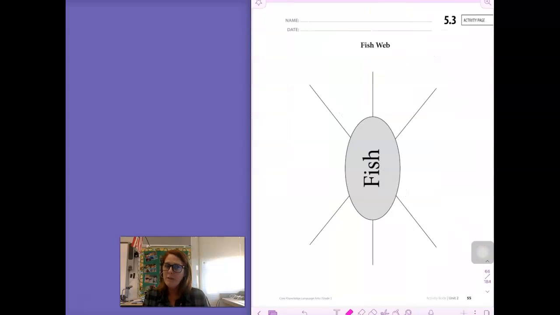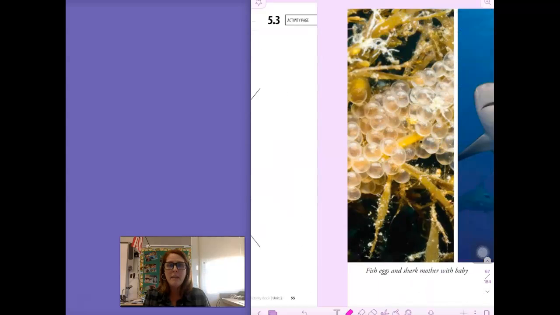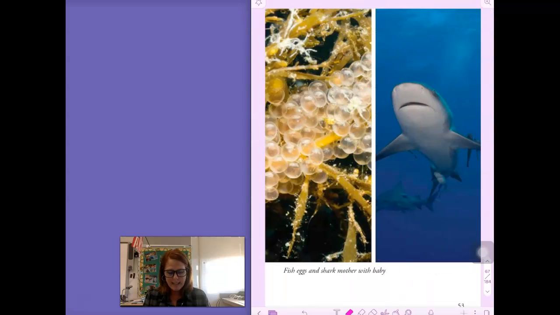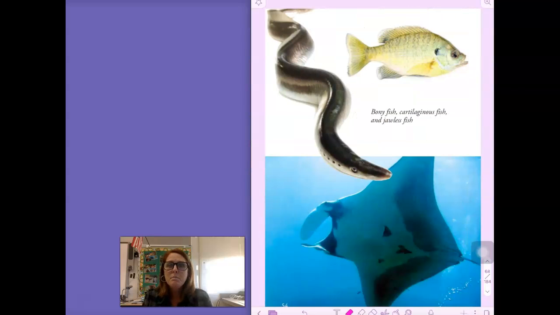And there's your web again. If there's something you want to add, you may. Fish eggs and shark mother with baby. Oh, look at that. Here's bony fish, cartilaginous fish, and jawless fish. All different kinds of fish.